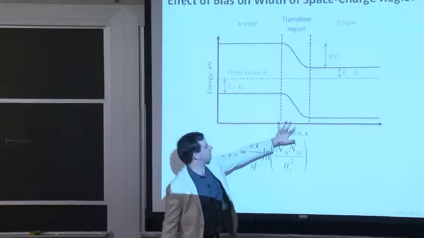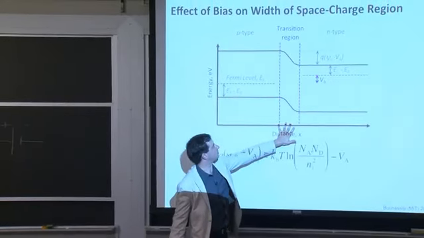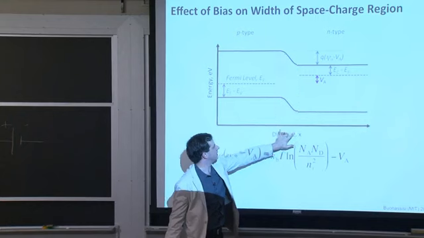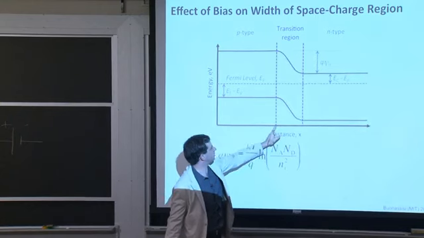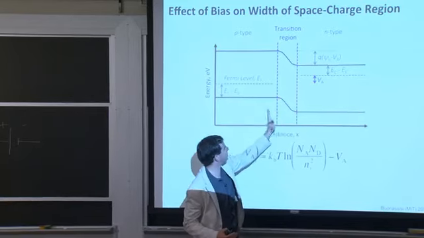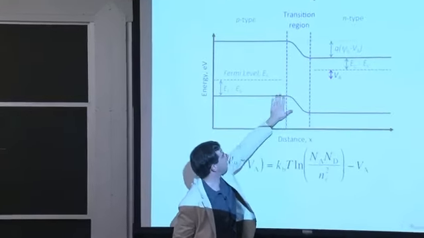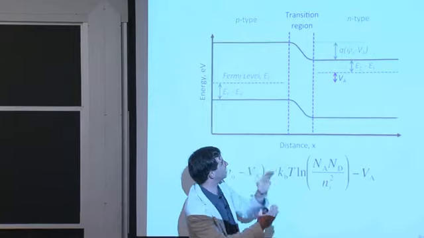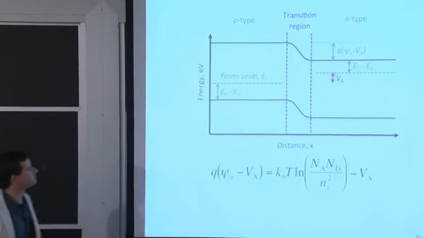The transition region, likewise, will get smaller. Sorry for that animation, but if we keep track here, the transition region becomes smaller under forward bias because we're depleting, we're removing the amount of charge that was over here. We're squeezing it back, we're reducing that barrier height.